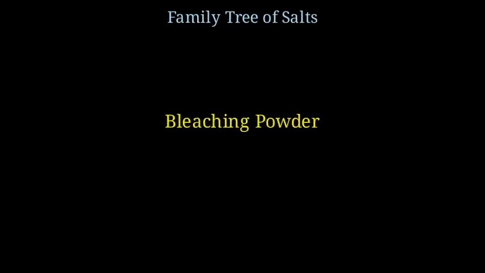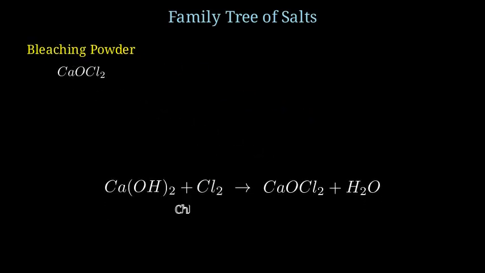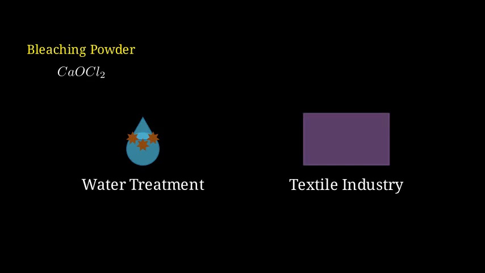First, there's bleaching powder, CaOCl2. We create it by reacting chlorine gas with dry slaked lime. It's the hero of water treatment and the textile industry, using its power to oxidize and remove colors or kill germs.